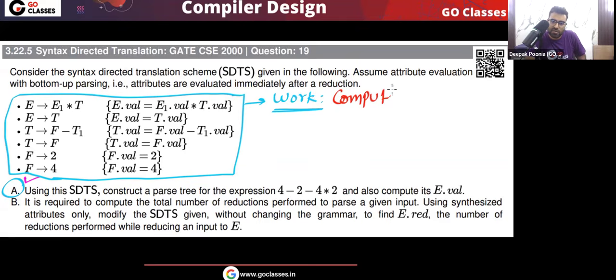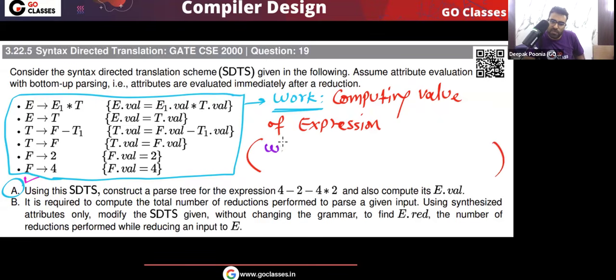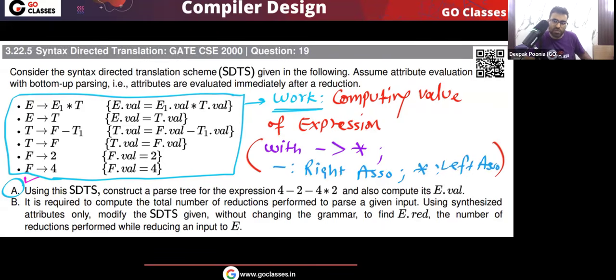It is computing the value of the expression with some assumptions: subtraction having more priority than multiplication, subtraction being right associative and multiplication being left associative. This is what this given SDT is doing. It is computing the expression value.